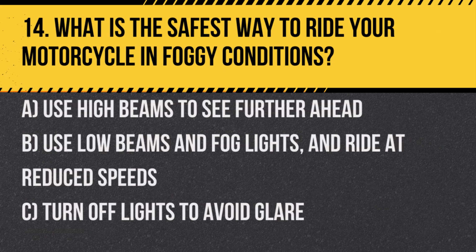Question 14. What is the safest way to ride your motorcycle in foggy conditions? A. Use high beams to see further ahead. B. Use low beams and fog lights and ride at reduced speeds. C. Turn off lights to avoid glare.